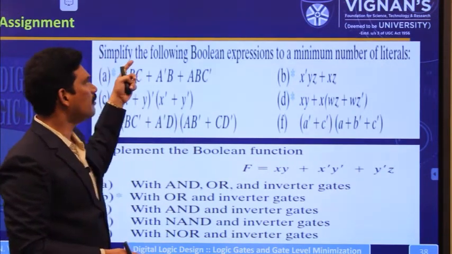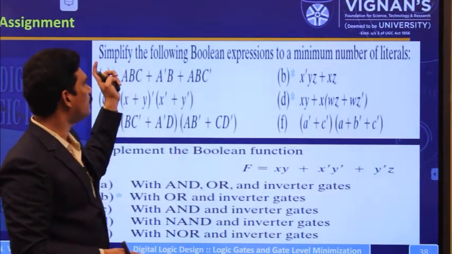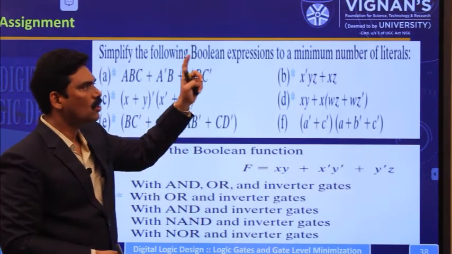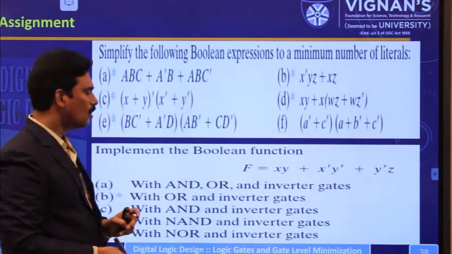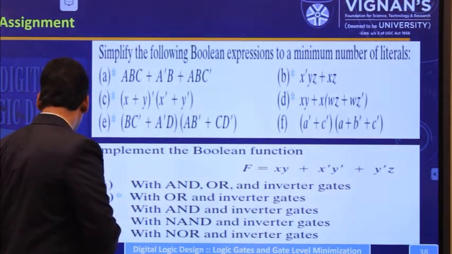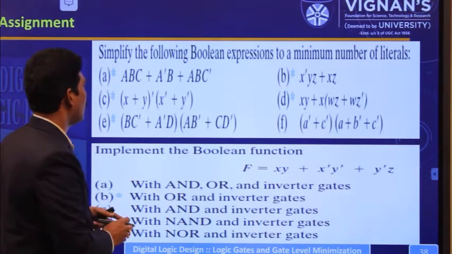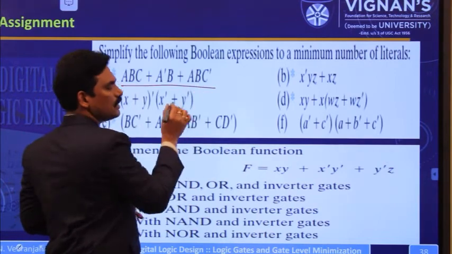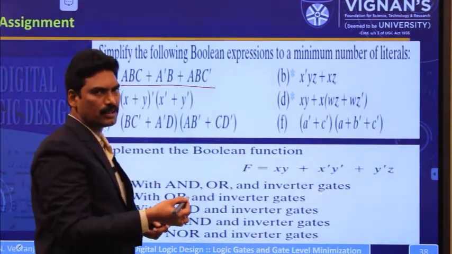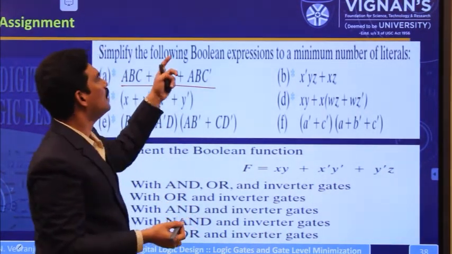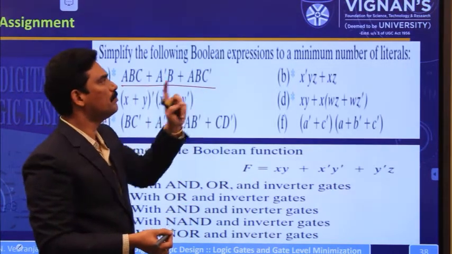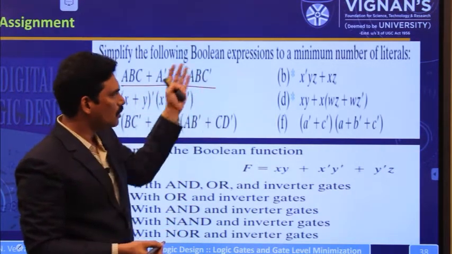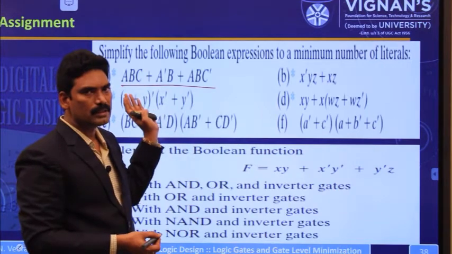The first one: simplify the following Boolean expression to a minimum number of literals. Here, ABC plus A bar B plus ABC bar. We have to minimize this equation. Simplify the Boolean expressions to a minimum number of literals. Like this, you have to complete this exercise.